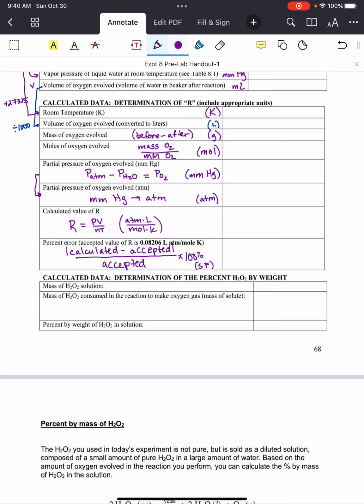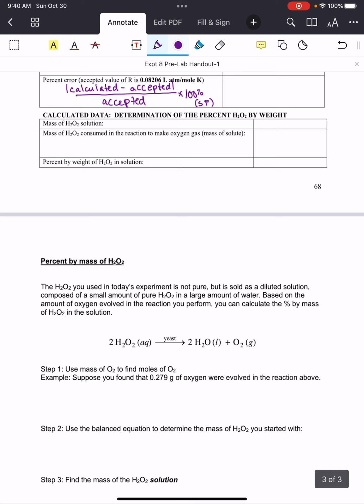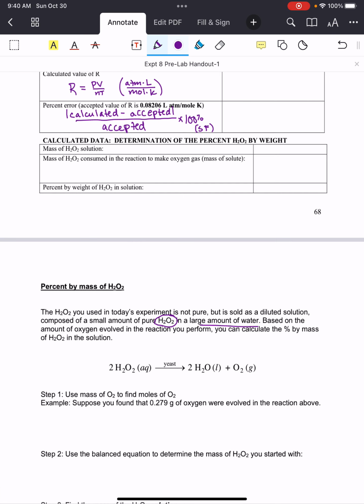The next part of this sheet is going through and determining the percent of peroxide by weight. In this experiment, the peroxide that we're using is sold as a diluted solution. So we have some peroxide in a large amount of water. So we want to figure out also how much of it was peroxide and not just water. And so in this table, the mass of H2O2 solution we'll find with step 3 below. The mass of H2O2 consumed you'll see from step 2 below. And the last one is step 4.